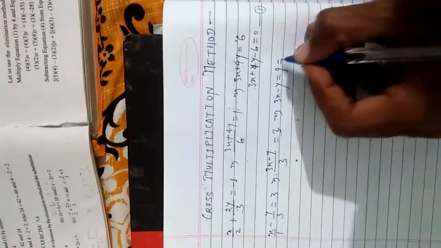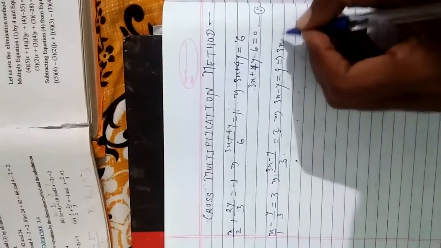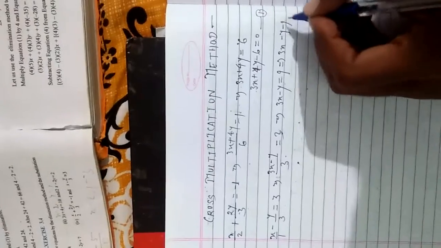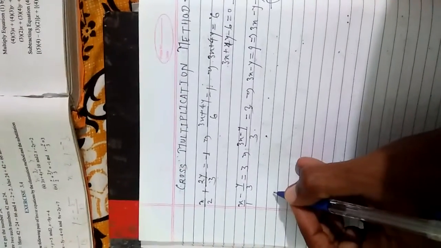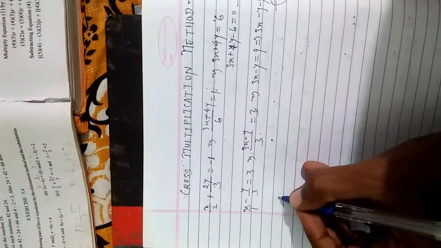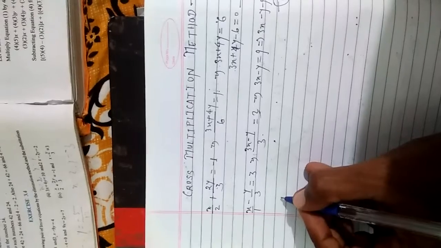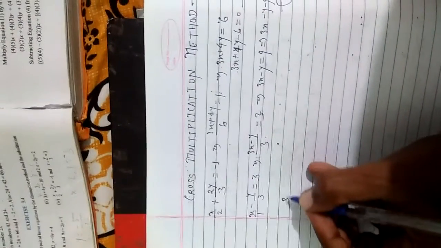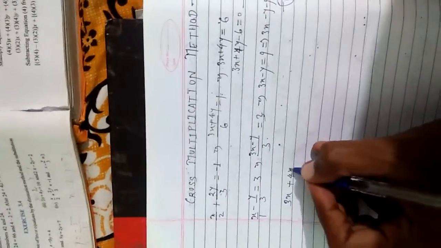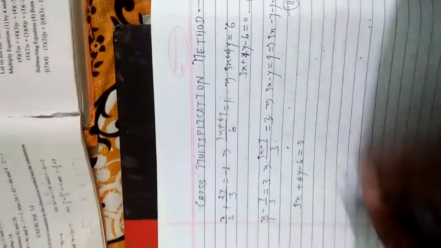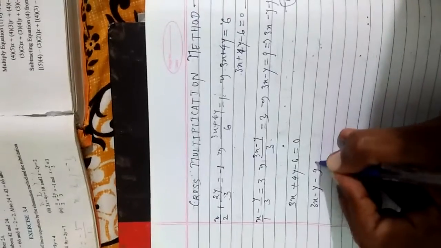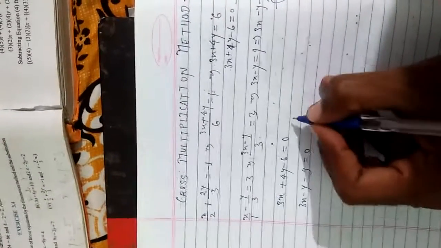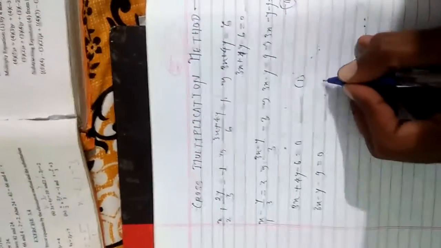Okay, so you can write it down like this: 3x minus y minus 9 equals 0. This is your equation number 2. Let me write these equations again so it will be easy to understand. 3x plus 4y minus 6 equals 0, and the second is 3x minus y minus 9 equals 0. This is your equation number 1, and this is your equation number 2.